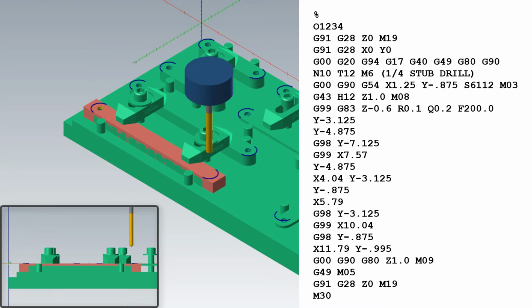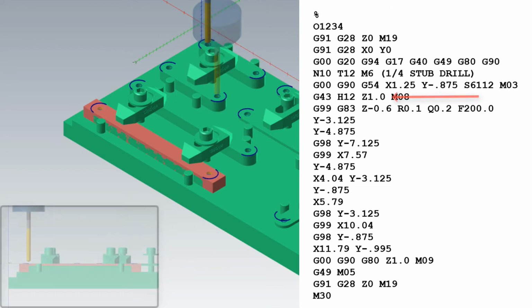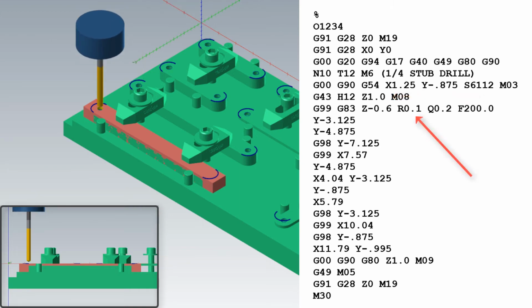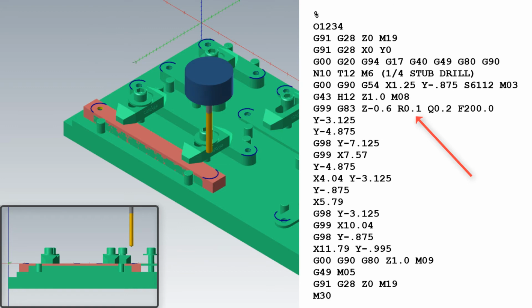The G98 will tell the machine to move from one hole location to the next at the Z level programmed previous to the start of the canned cycle, in this case, Z1 inch. G99 tells the machine to move the tool from one hole to the next at the R level programmed in the canned cycle line, in this case 100 thou above the Z0.